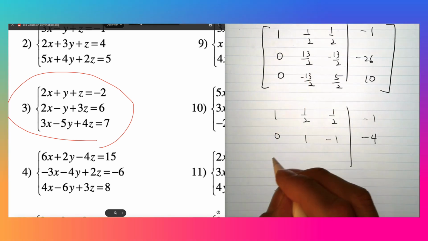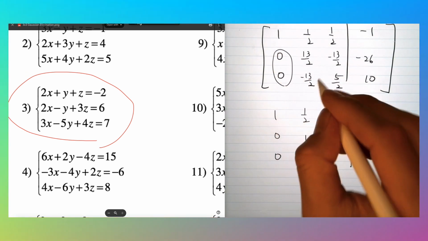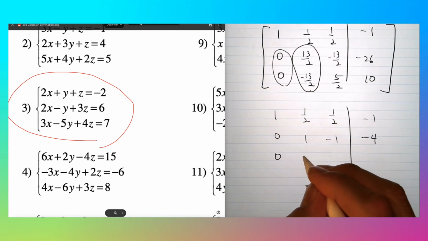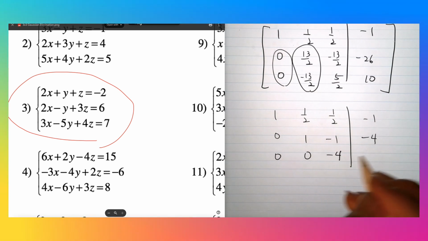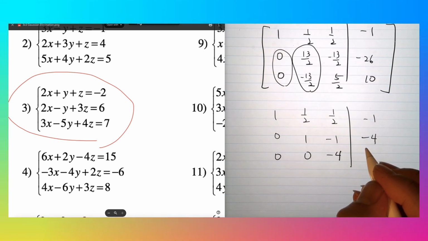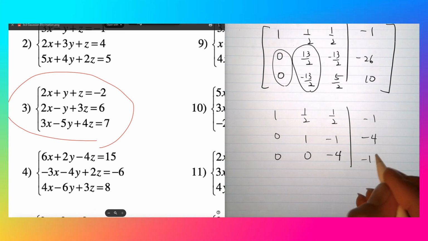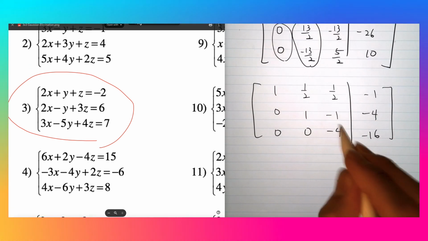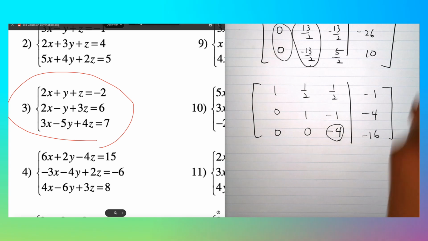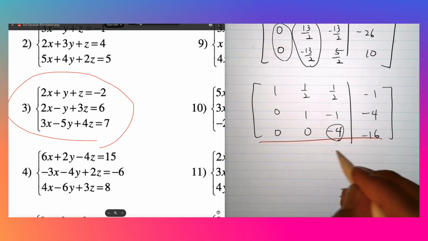Now once you add these up, 0 plus 0 is 0. And then you guys know that that also goes 0. And negative 13 over 2 plus 5 over 2 is going to give us negative 4, because negative 8 over 2 is negative 4. And negative 26 plus 10 will give you negative 16. We're almost done. The last step is to convert the negative 4 in this element to positive 1.